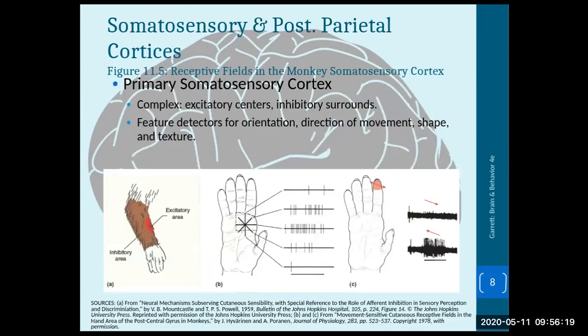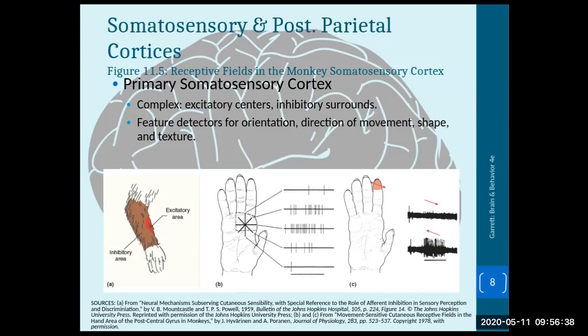So looking at the primary somatosensory cortex, again, very similar to the visual system, what we see is excitatory center, inhibitory surround, kind of like what we saw in the receptive field of the ganglion cells.